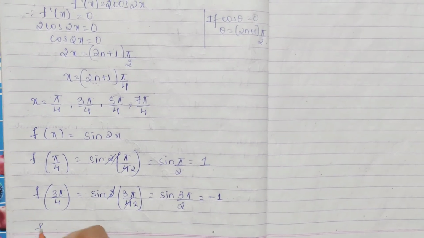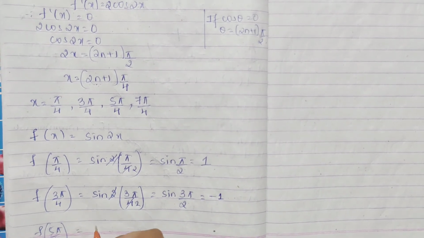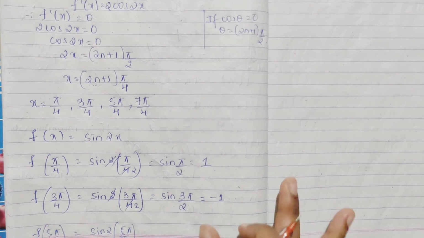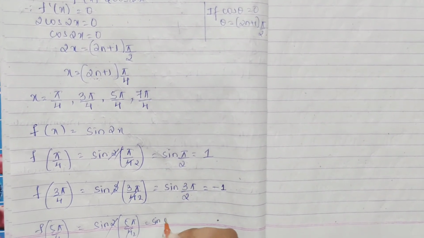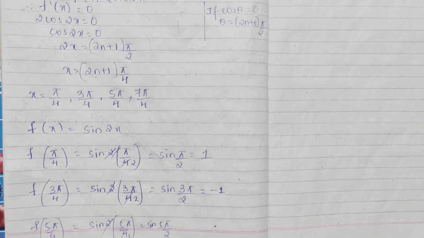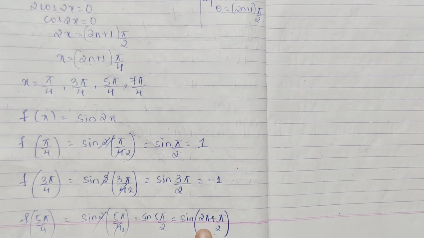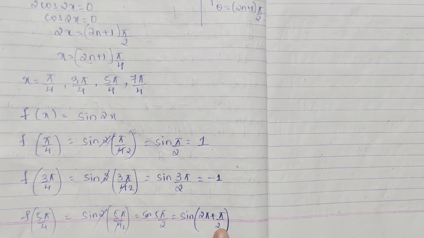So now f of 5 pi by 4. So you will get sin 2 times 5 pi by 4, or you will get 2 ones are 2, 2 twos are 4. So you will get sin 5 pi by 2. This, if you want, we can write it like this, right? Sin 2 pi plus pi by 2. Then what we will get? Sin of pi by 2 only, right?